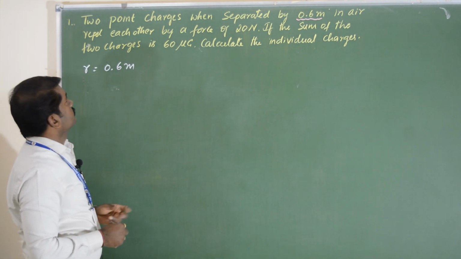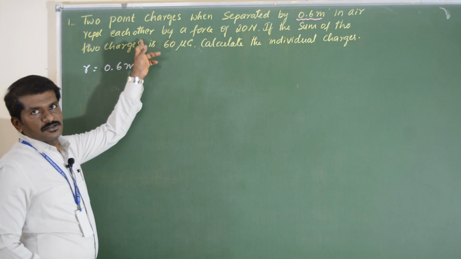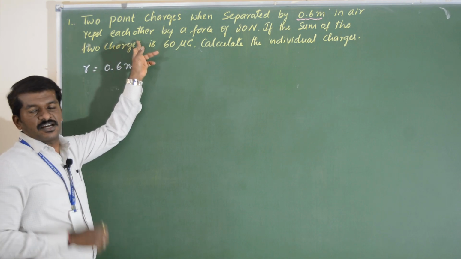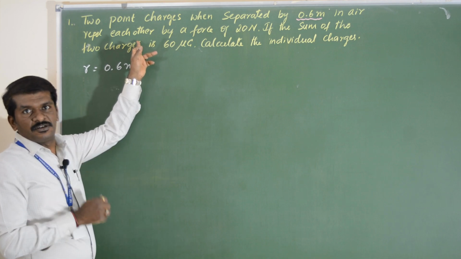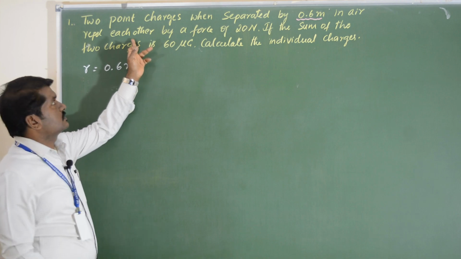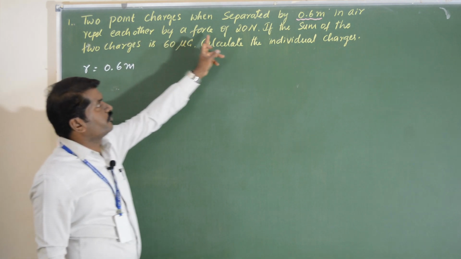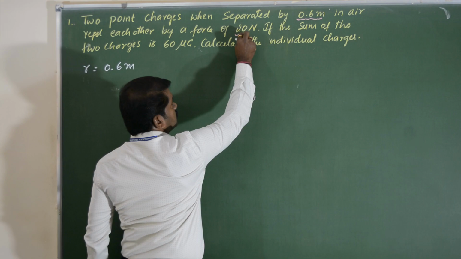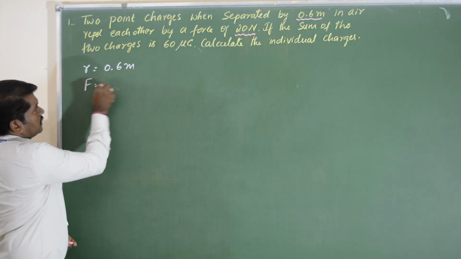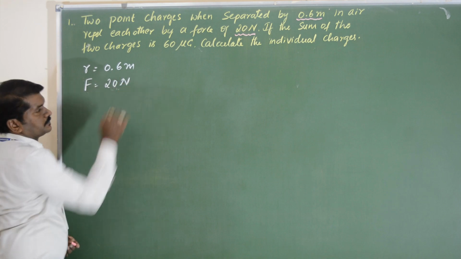In air, repel each other. So repel each other means they must possess the same kind of charges. Either they may have positive positive or they may have negative negative. They must have like charges. Repel each other by a force of 20 Newton. So 20 Newton they have given. The force between the charges is equal to 20 Newton.